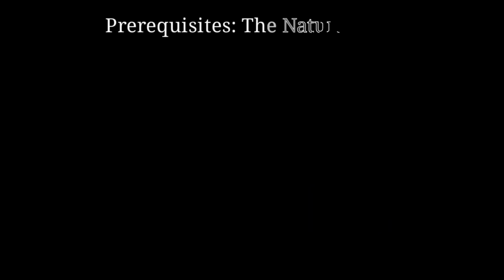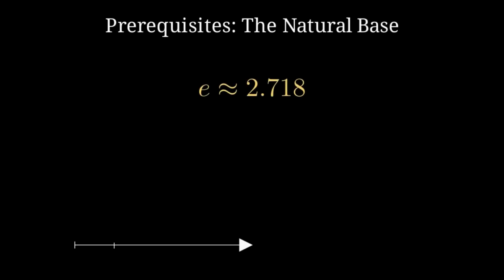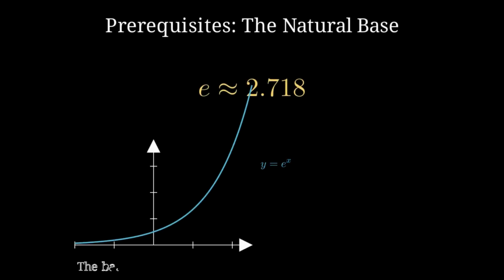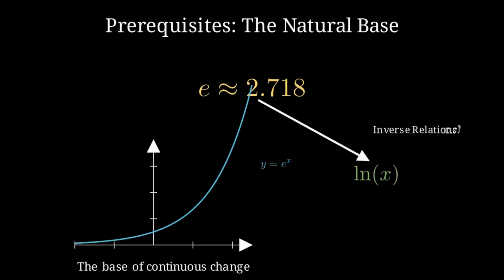Before we dive into decay, remember our friend e, the natural base. In calculus, e is unique because the derivative of e to the x is simply e to the x. This makes it the perfect tool for modeling continuous change, where the rate of growth or decay is directly tied to the current amount present.